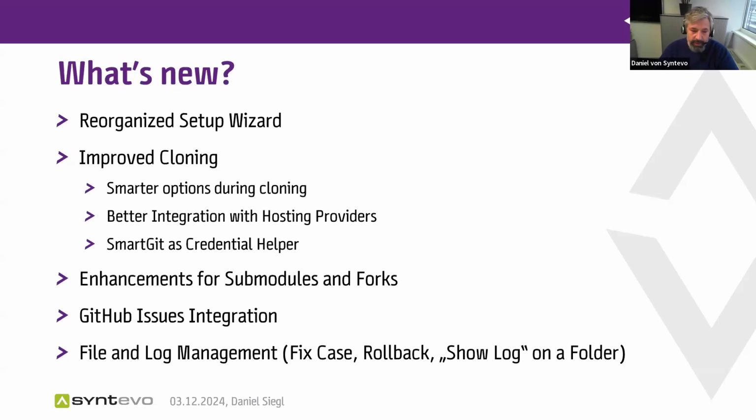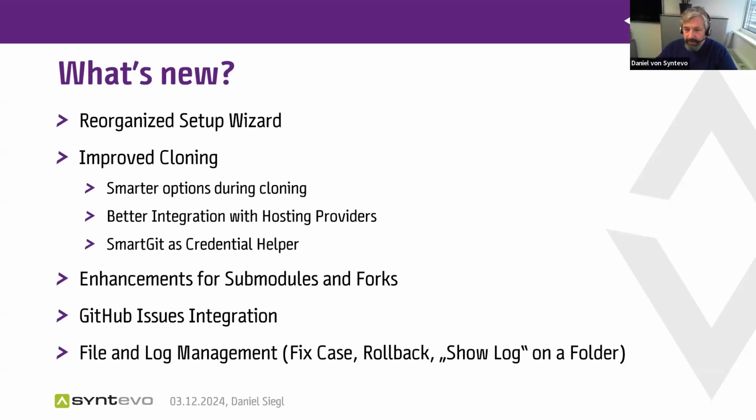And we've done lots of small, nice little things for file and log management. For example, we have a new capability for those scenarios where only the casing of a file name is changed. We have a new rollback option for those scenarios where rebase or cherry pick is probably not your best option. And we have a new capability where you can filter the log just on entries for a specific source code folder in your repository. Yeah, that's roughly the highlights.